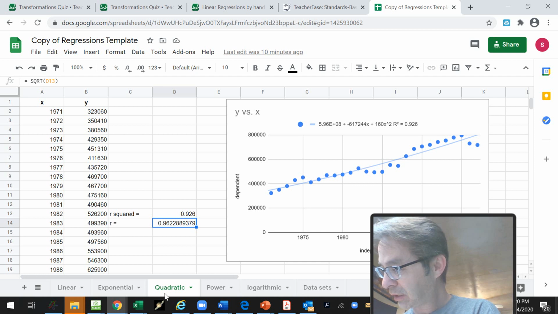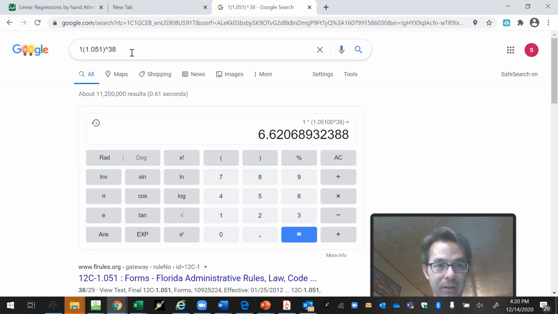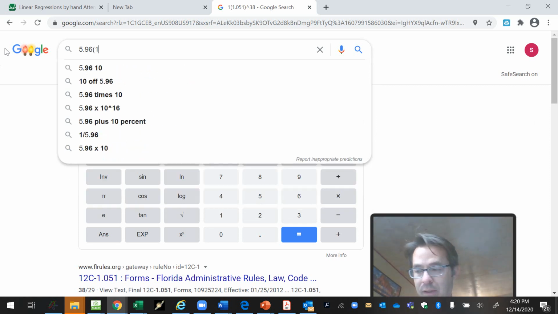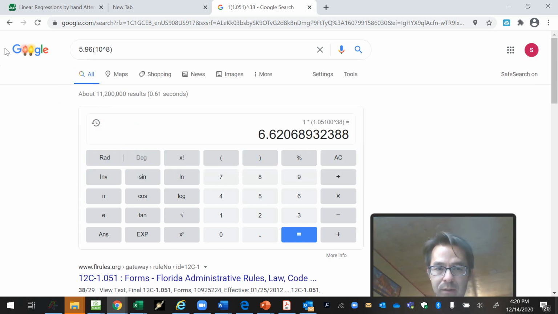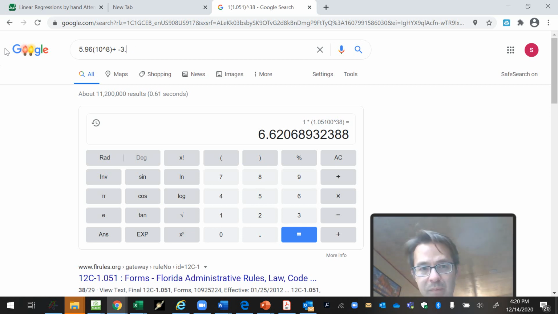5.96E08, positive 08, plus negative 617244x plus 160x squared. Okay. I'm just going to go straight back to here and try it here. 5.96 times 10 to the power of 8 plus negative 3.39. Nope, my bad. Looking at the wrong number. Plus negative 61724. X is 38 plus 160. I'm crossing my fingers that this one gives us a reasonable answer.